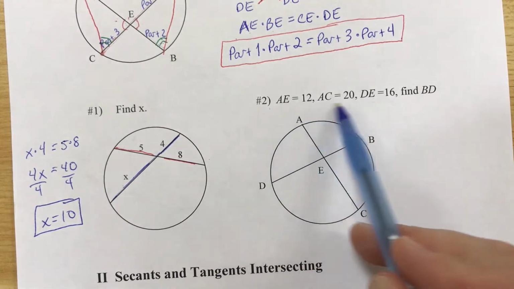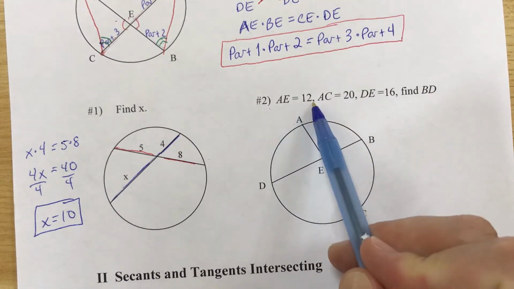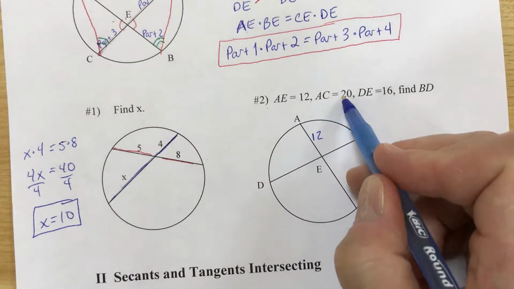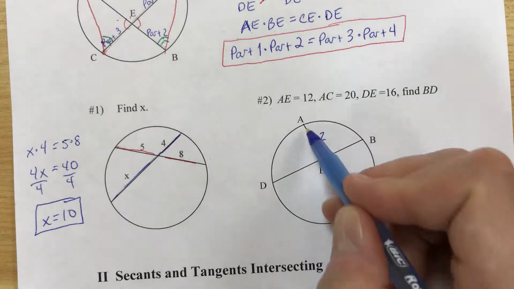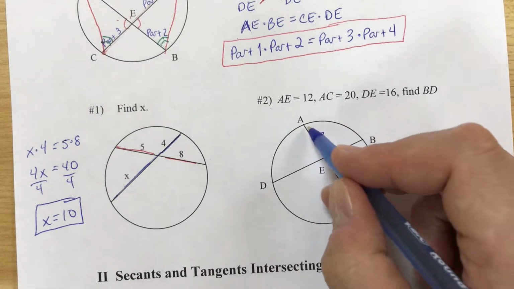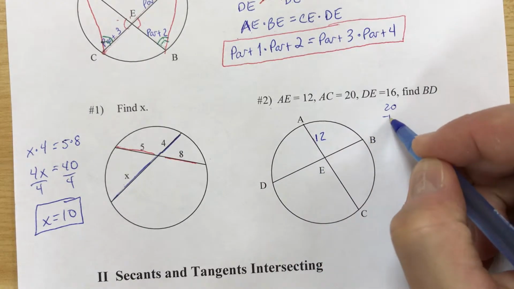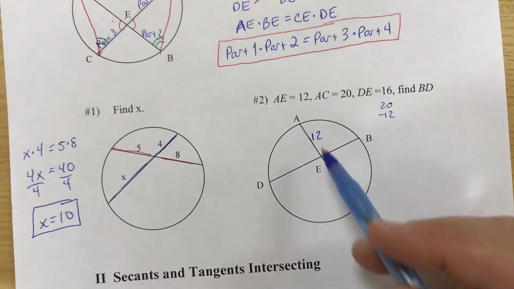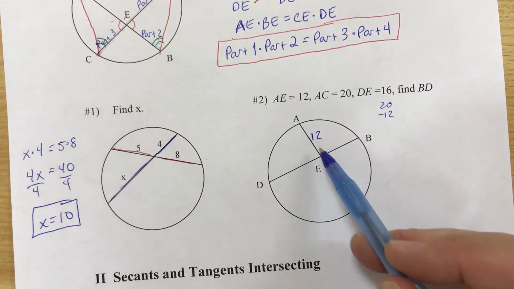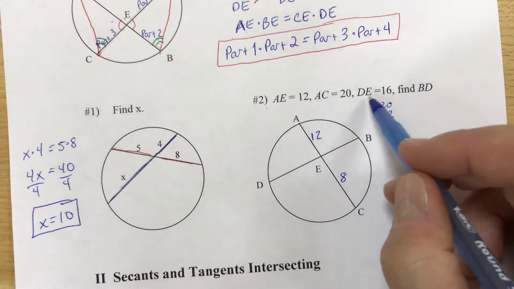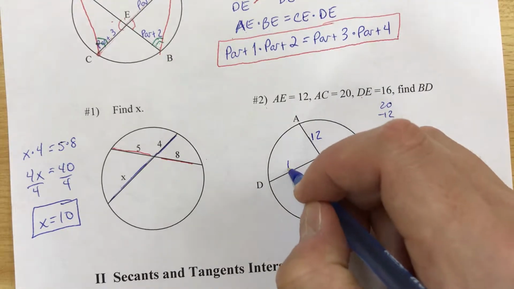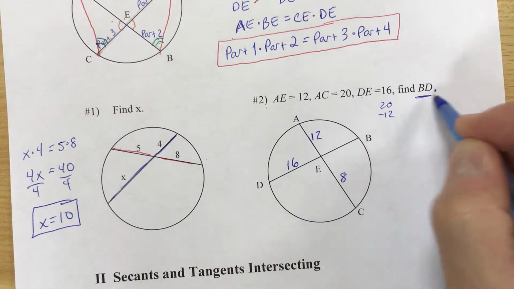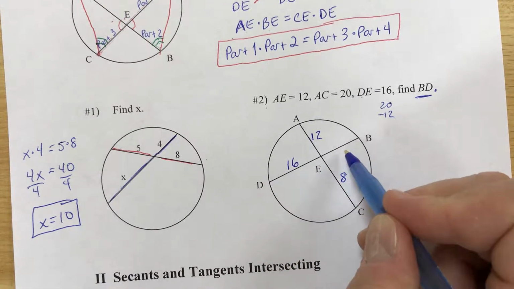Okay, now number two, there's a little more information. AE is 12. Well, let's label that. AC, the whole chord, is 20. Well, if this piece is 12, subtract it from the whole thing, EC is 8. I know that it doesn't look accurate, but that's okay. We're not going by the looks. DE is 16. Find BD. Find the length of BD, which is the whole chord.